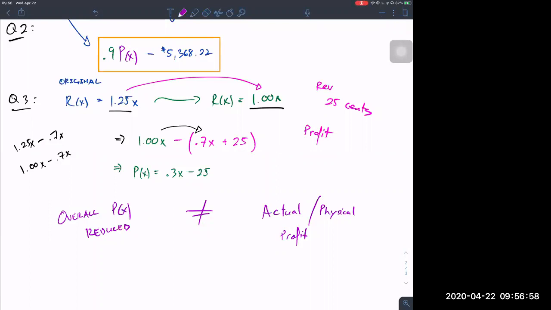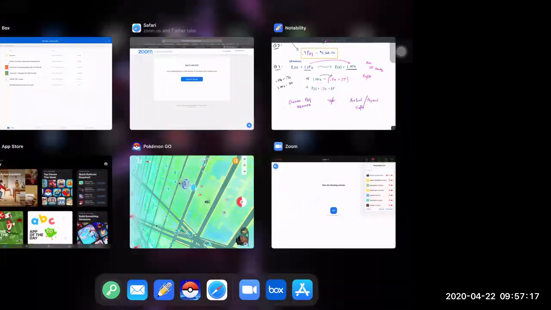Overall profit function reduced, but that's not the same as actual physical profit, because if you're reduced, then you work more, in this case you make more money, right? And more physical money doesn't always mean that, you know, whatever the case may be. Hopefully that makes sense. All right. I think we killed question 1 now. It's just beaten to death.